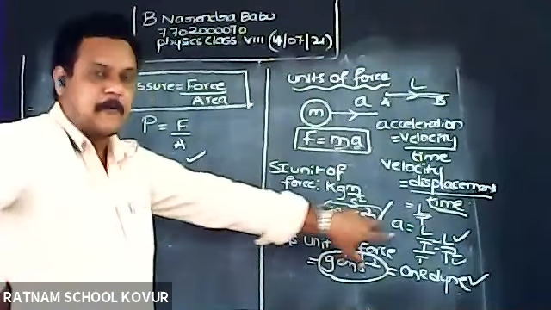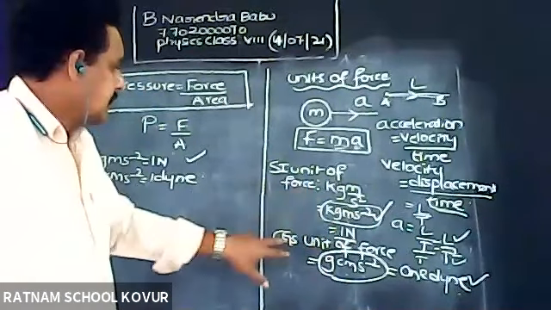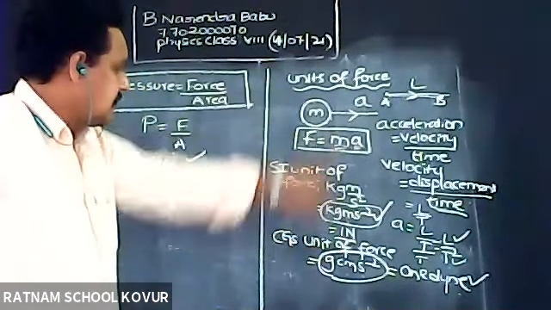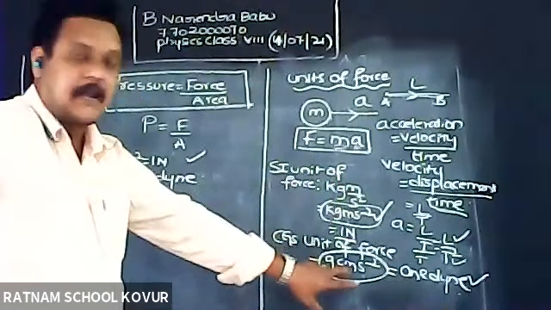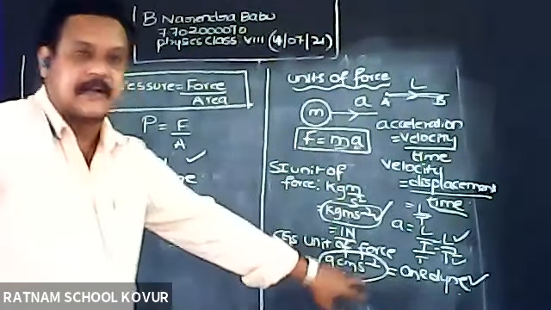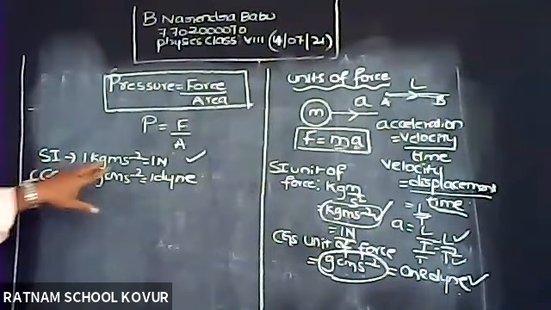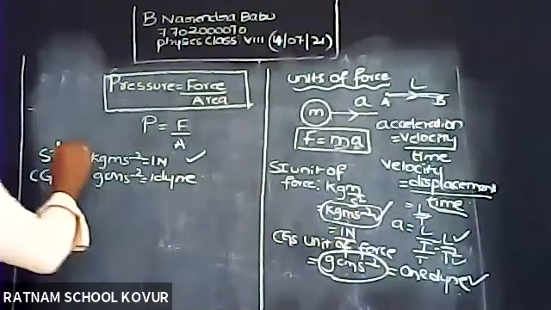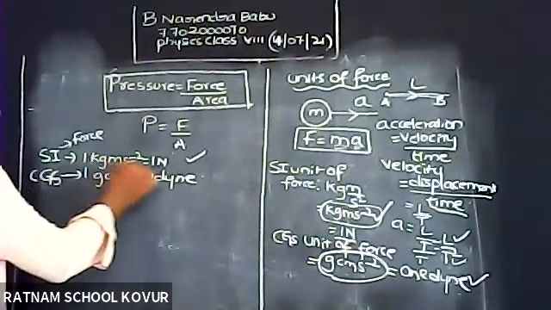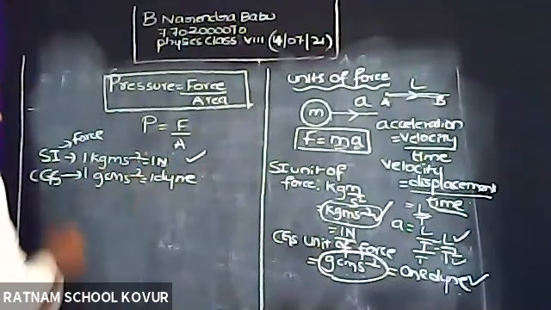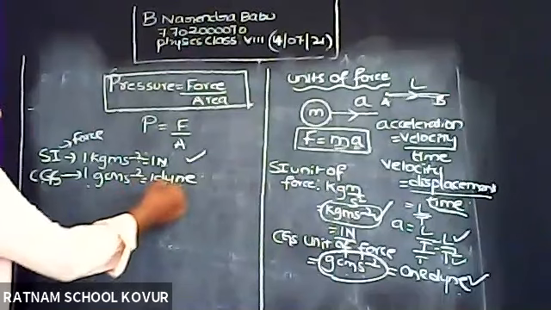kg meter s power minus 2 is called 1 Newton. This is SI unit. CGS unit of mass is gram. CGS unit of length is centimeter. CGS unit of time is second. So we got SI unit of force: 1 kg meter s power minus 2, and it is called 1 Newton. CGS unit of force is 1 gram centimeter s power minus 2.